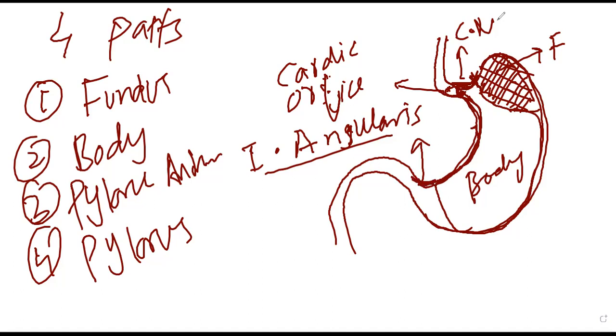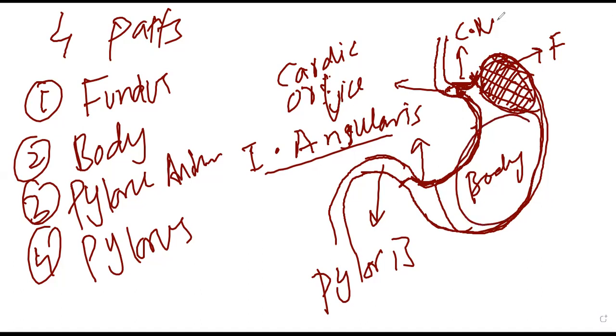Okay. Next to the body, the pyloric antrum is present, and this extends from the incisura angularis to the pylorus. Pylorus is the most tubular part of the stomach, and the thick muscular wall is called the pyloric sphincter. So this is pylorus. The stomach consists of basically 4 parts: the fundus, the body, the pyloric antrum, and the pylorus.